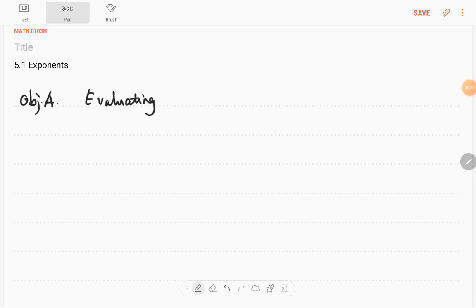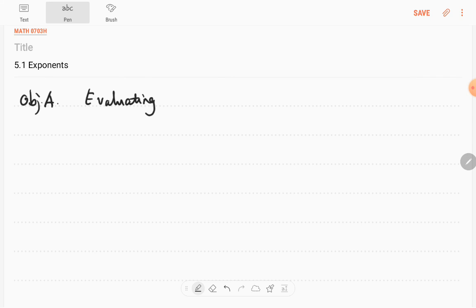Let's start the last chapter of this semester. Let's check the first section, exponents. The first objective is how to evaluate the exponential expressions. So let's check some examples.